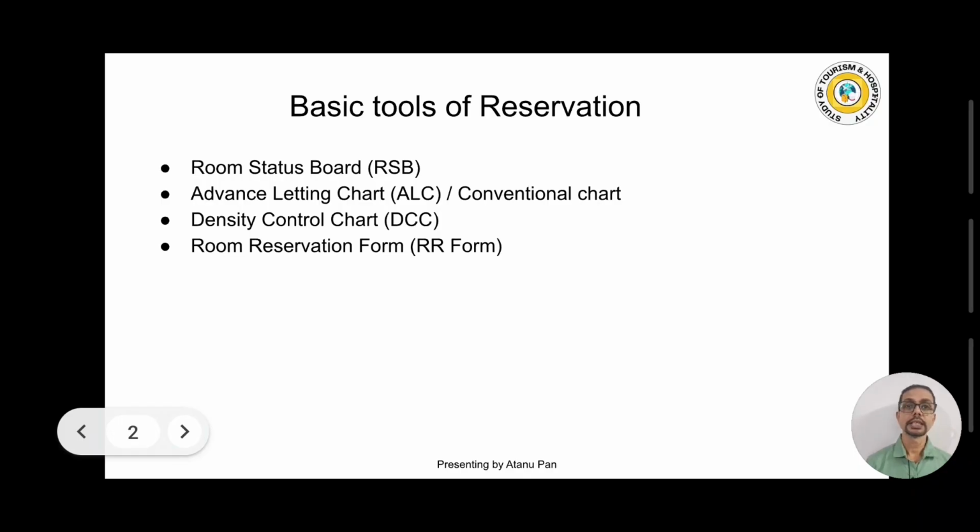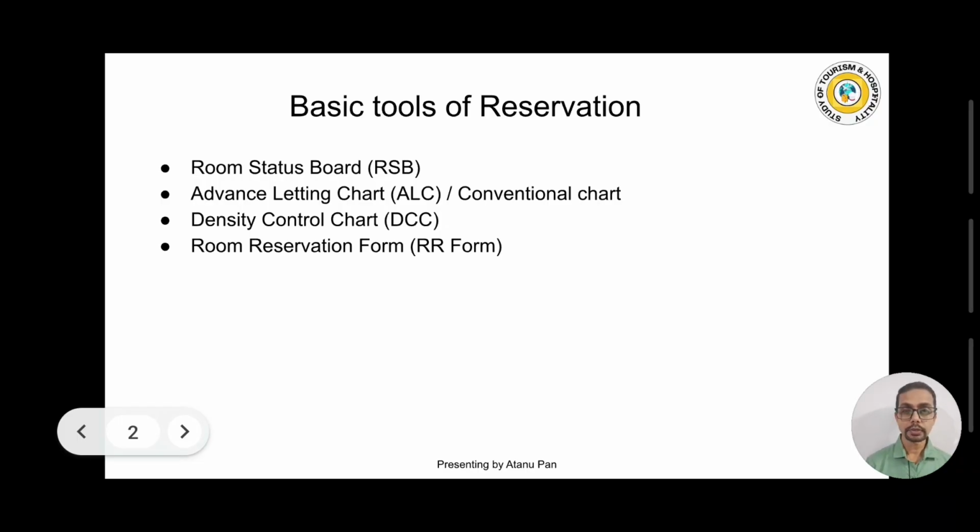The first one is room status board, that is also called RSB. The second one is advanced letting chart, ALC, or it is also called conventional chart. The third one is density control chart, which is also called DCC, and the fourth one is room reservation form, which is called RR form.